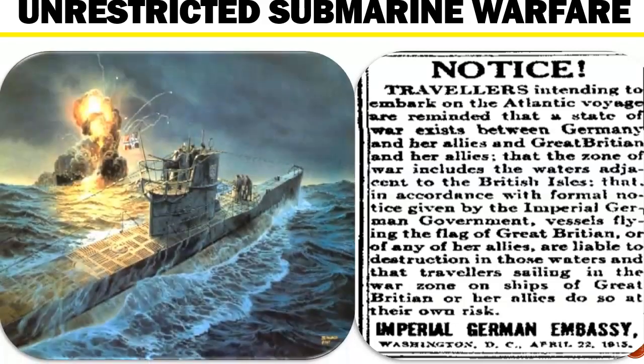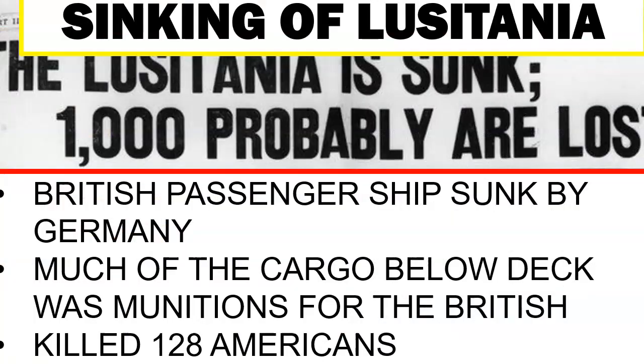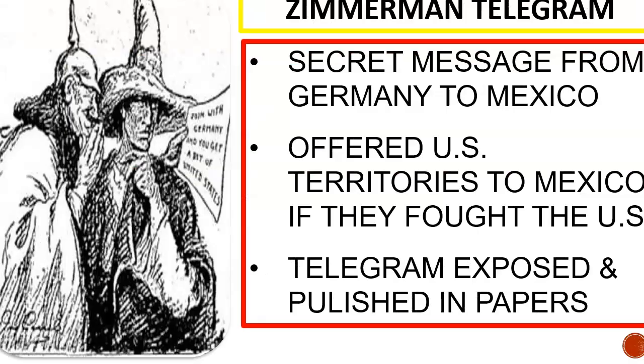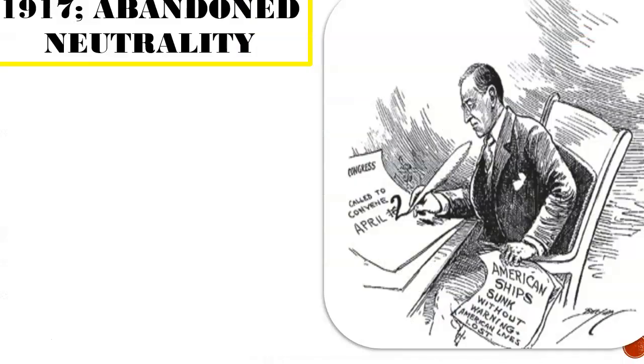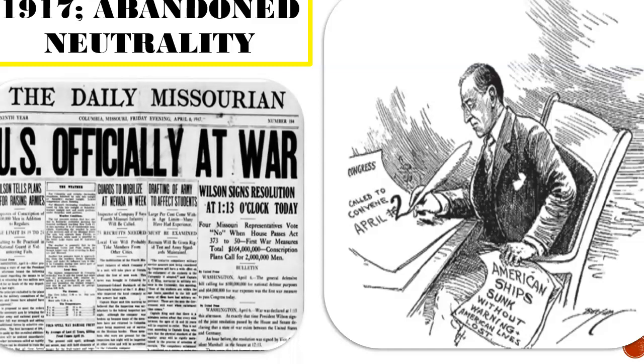When Germany announced they would sink any ship headed to Britain, Wilson broke diplomatic ties with Germany. After the sinking of the Lusitania, the interception of the Zimmermann telegram intensified the situation. Germany offered Mexico the return of previously held territories if they would attack the United States. So in April 1917, Woodrow Wilson asked for a declaration of war.